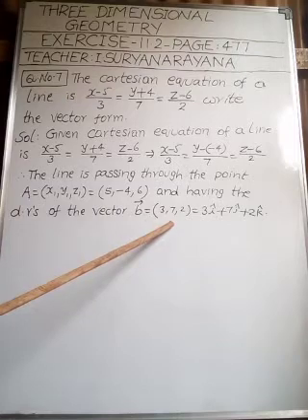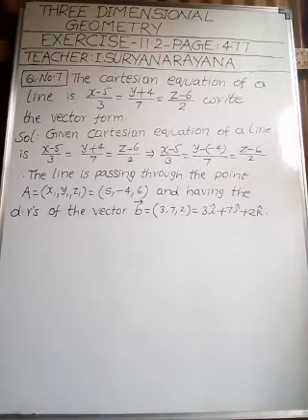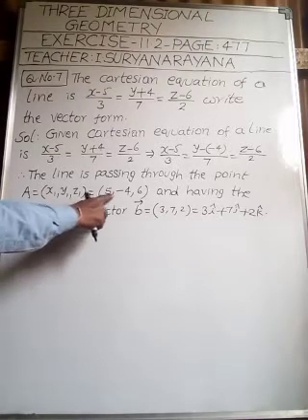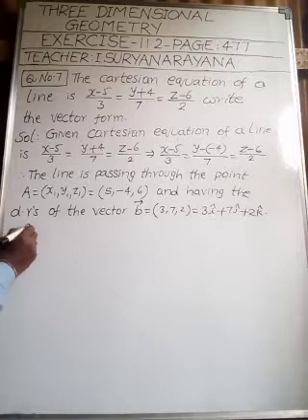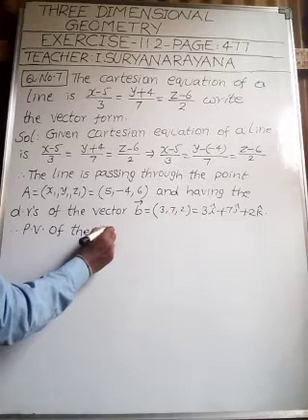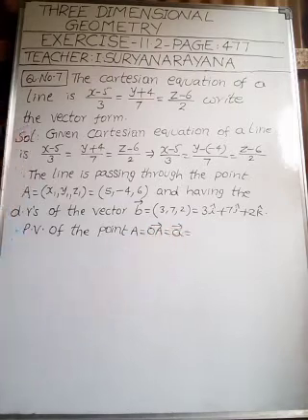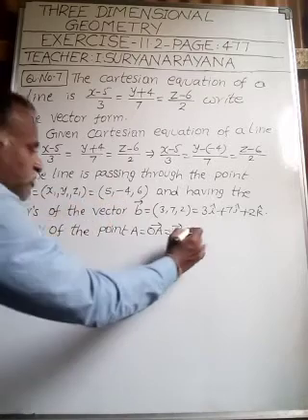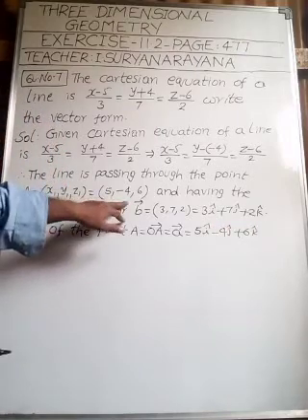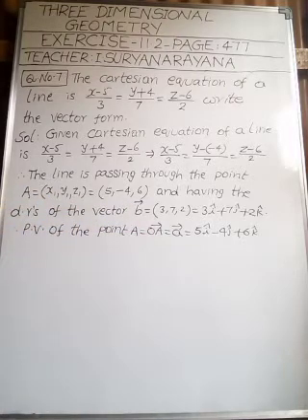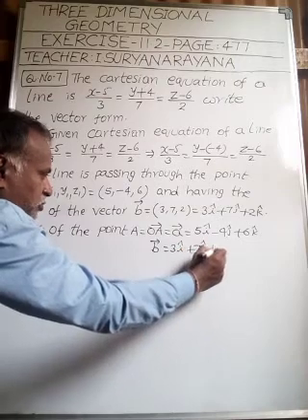I wrote this vector in the component form: 3i cap plus 7j cap plus 2k cap. Understood this step, my dear children? So we got the point x1, y1, z1 and b bar. The point means the position vector of the point A. Therefore, the position vector of the point A, that is OA bar, that is A bar, is nothing but 5i cap minus 4j cap plus 6k cap. This is the position vector of the point A. Here the vector is B bar, given directly here: 3i cap plus 7j cap plus 2k cap.